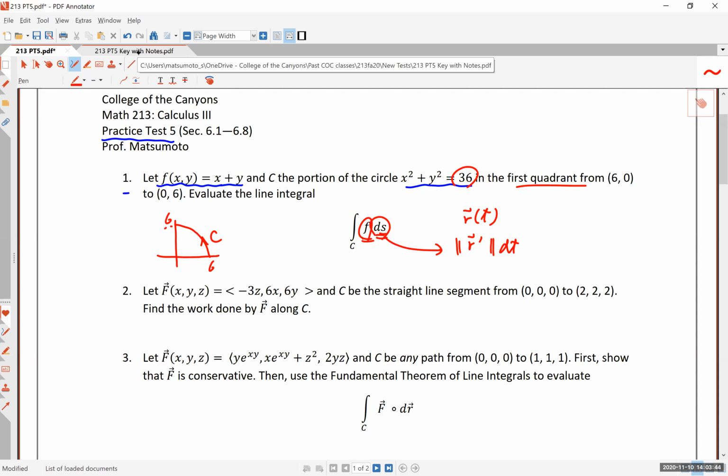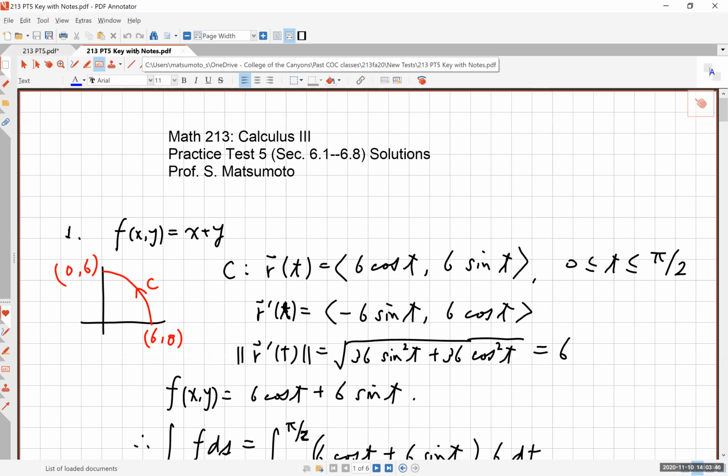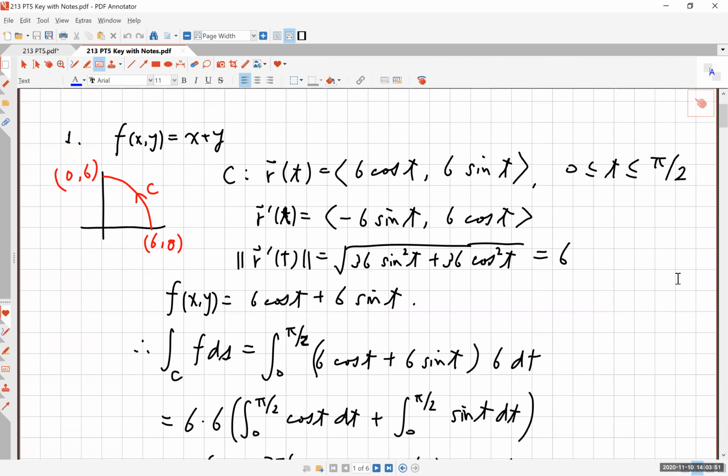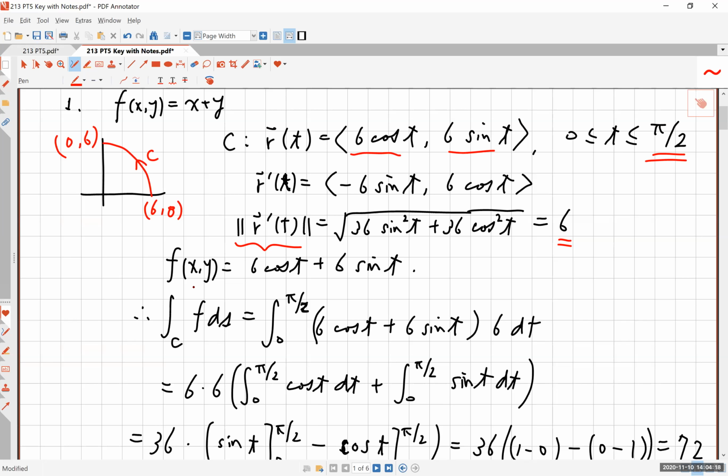All right, so I'm going to switch to the answer key, which you already have available in your Canvas shell. All right, so this is the picture. You see that I have already parameterized this quarter circle. All right. And then, of course, t goes up to pi over 2. You take the derivative, and then you take the magnitude of that velocity, which is called the speed. Now, speed is constant in this case. It's 6, all right?